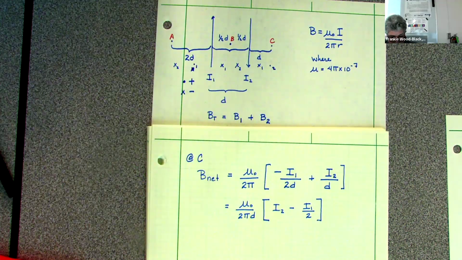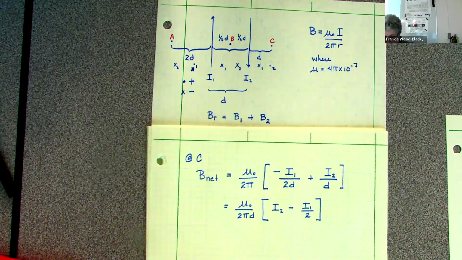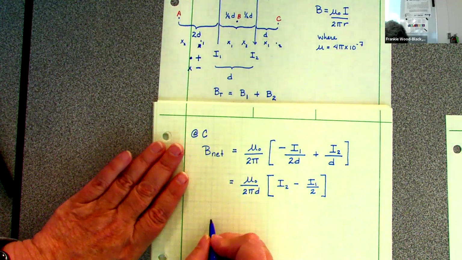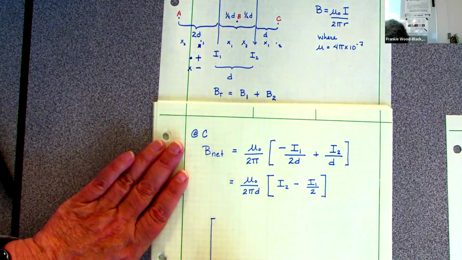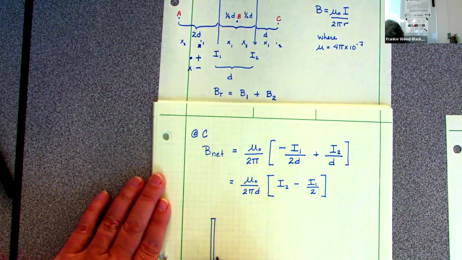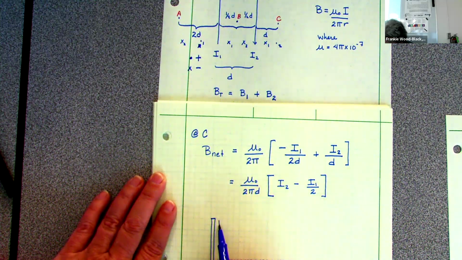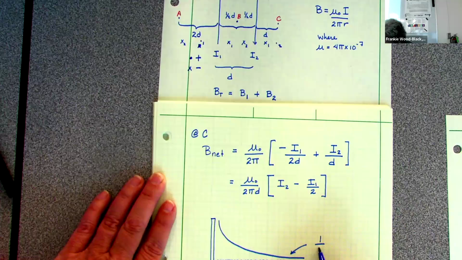Hopefully that all makes sense. And just for grins and giggles, just like we've seen before, if this is my wire, and I'm looking at the distance away, this is going to be the decay of my magnetic field, and it'll be modeled by 1 over r.